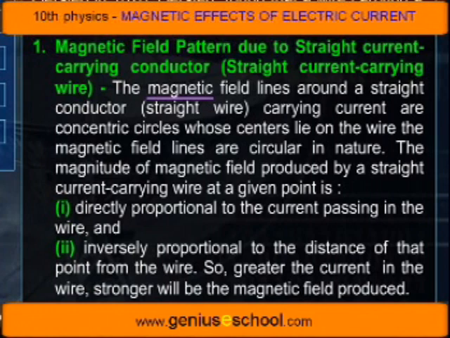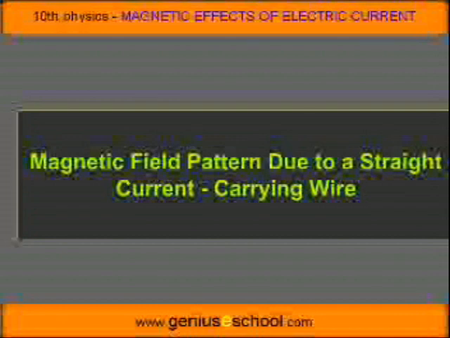The magnitude of the magnetic field produced by a straight current carrying wire at a given point is directly proportional to the current passing in the wire and inversely proportional to the distance of that point from the wire. So, the greater the current in the wire, the stronger will be the magnetic field produced.